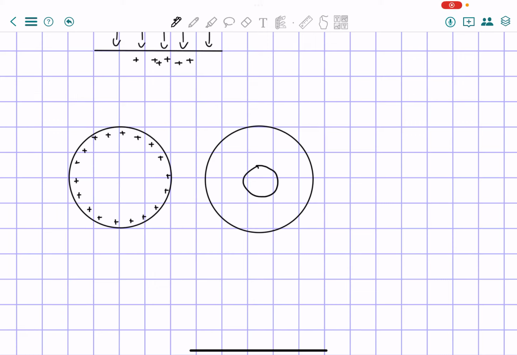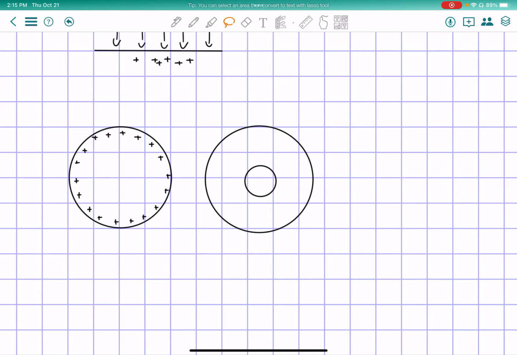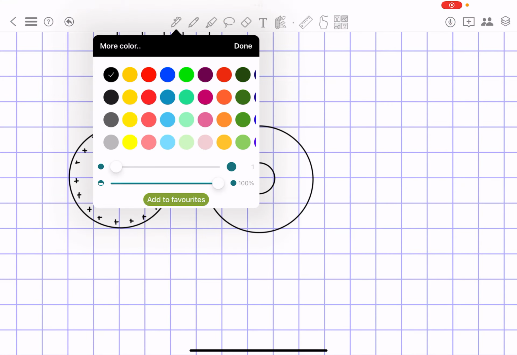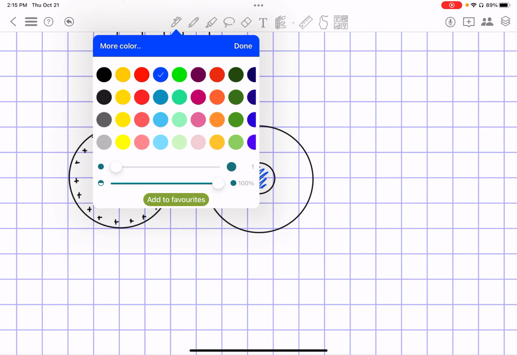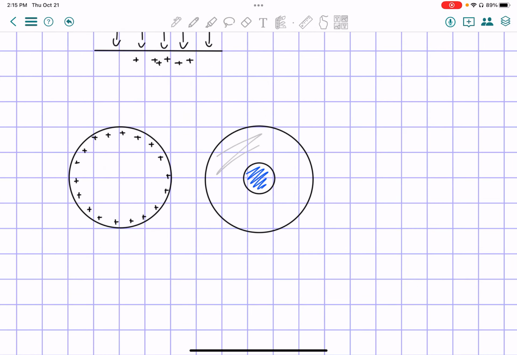Now, let's look at these two conductors. Both of them are spherical conductors, but one of them is hollow at the center. This blue part is hollow at the center right here, and everything else instead is still full. So all this is a solid sphere.